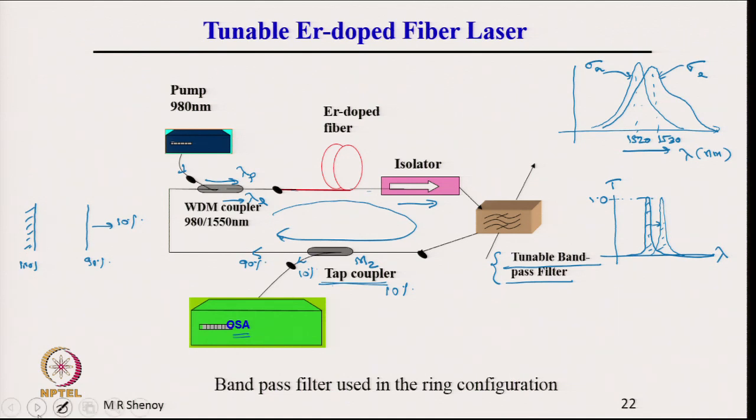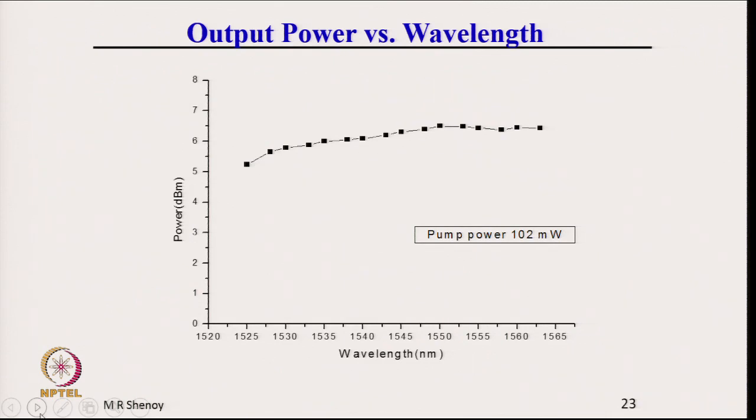And what is the output? So, the output is shown here. This is one of our own results, which are early experimental results, where we had tuned the laser. You can see from 1525 right up to 1565.